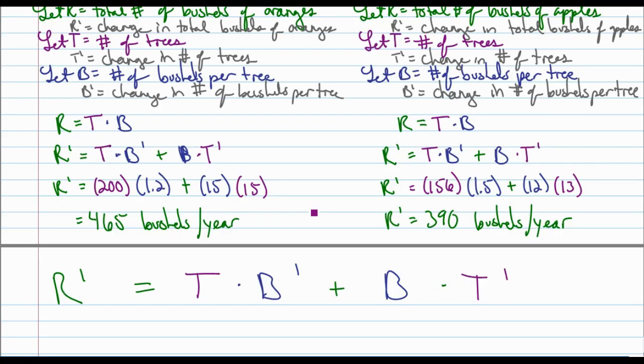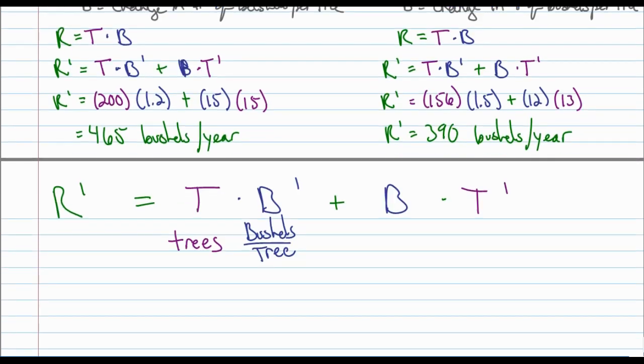Now I know you might be asking, well, Ms. Larson, how are you getting these units? This is the formula we used, by the way, our derivative formula using the product rule. T is the number of trees, so T is simply trees. B prime is the change in bushels per tree. So if it's the change in bushels per tree, that's going to be bushels per tree but then we're going to add on that level of per year.